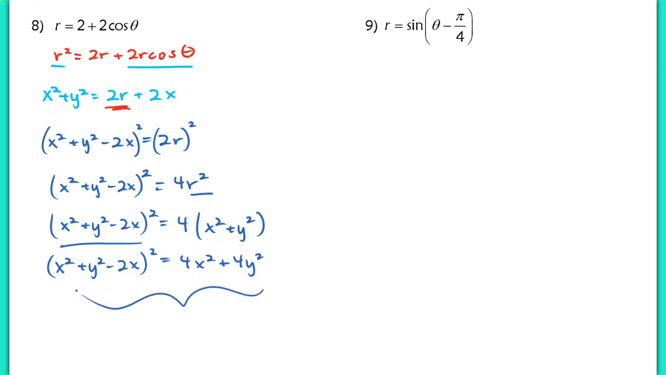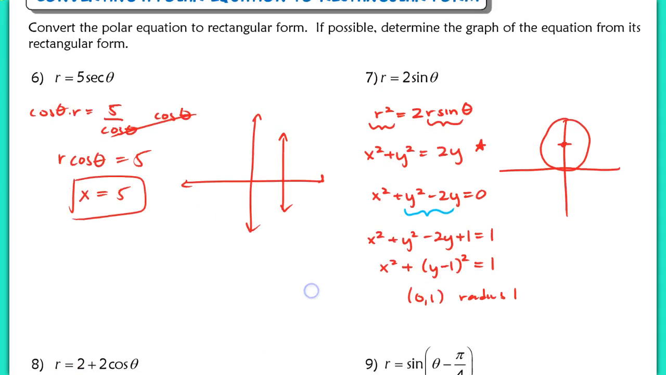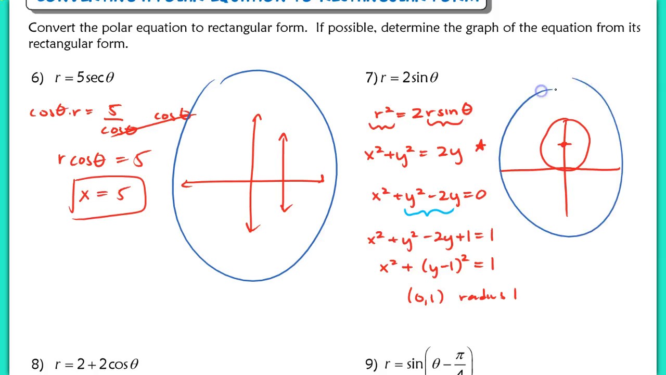So sometimes writing something in its rectangular form makes the graph really easy to look at. Like when you saw this here, it was just the graph of a line, and here, the graph of a circle.